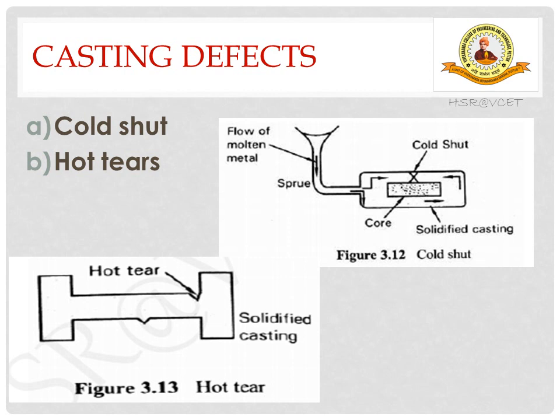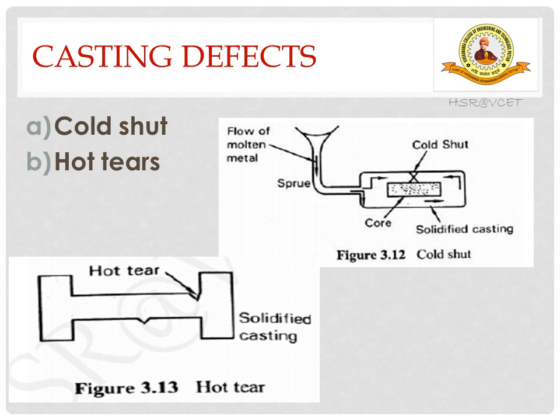The remedies are placing gates and risers at proper locations so that the right temperature and fluidity is maintained at every point of the mold cavity, and the metal fluidity is an important factor here to reduce the cold shut.